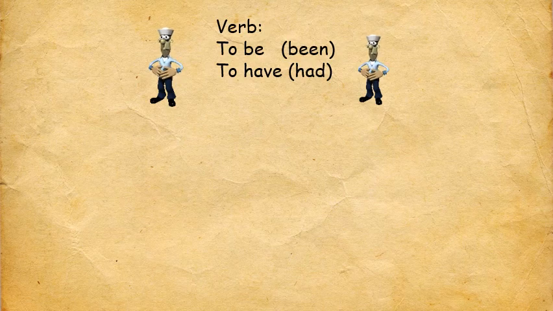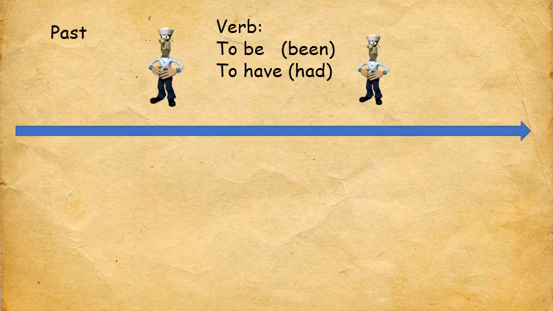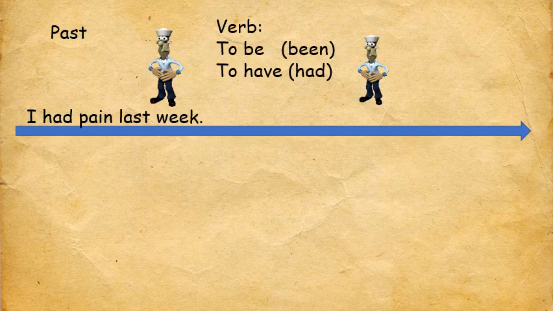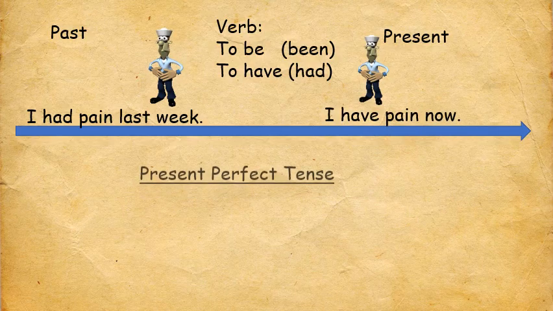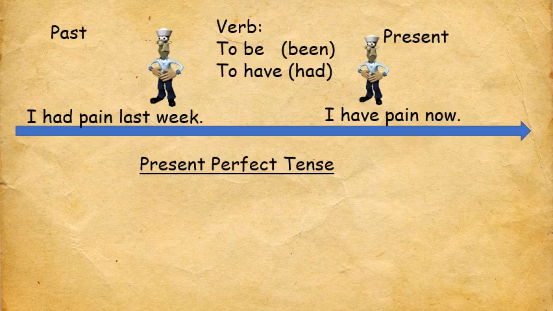The verb to be, the participle been. The verb to have, the participle had. Past tense, I had pain last week. Present tense, I have pain now. Present perfect tense, have or has plus had.